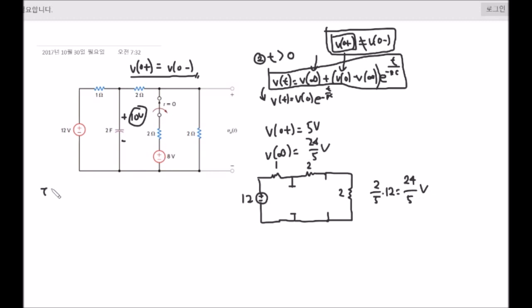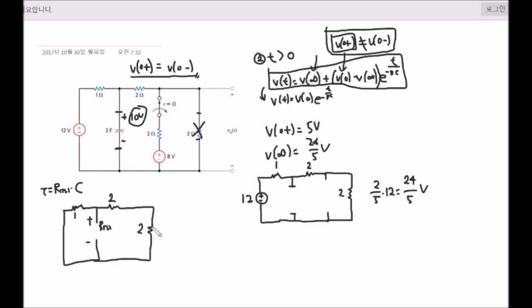The last thing we need to find is the time constant, which is the Thevenin resistance times capacitance. The important thing to note is that we are not trying to find the Thevenin equivalent resistance at this point. We are trying to find the value of RTH from this point. If you redraw the circuit, it looks something like this. Since these two resistors are in series and these two are in parallel, the final value that we get is this. The time constant in this case corresponds to this value. So the final equation that we obtain is this, and this is your final answer.